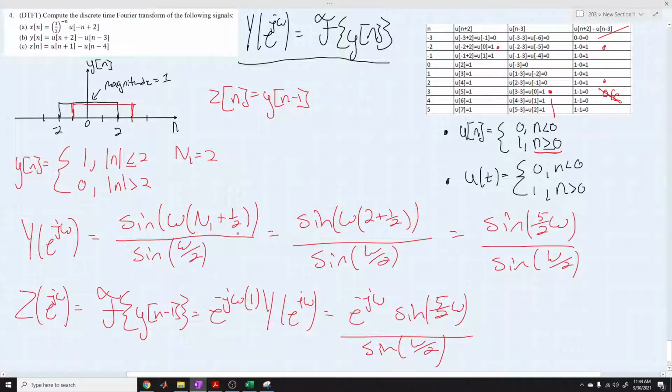And yep, that's it for parts B and C. Pretty simple. Remember this is important right here, how the discrete time unit step is different from the continuous time unit step. And if you need to, always make yourself tables, it'll help.